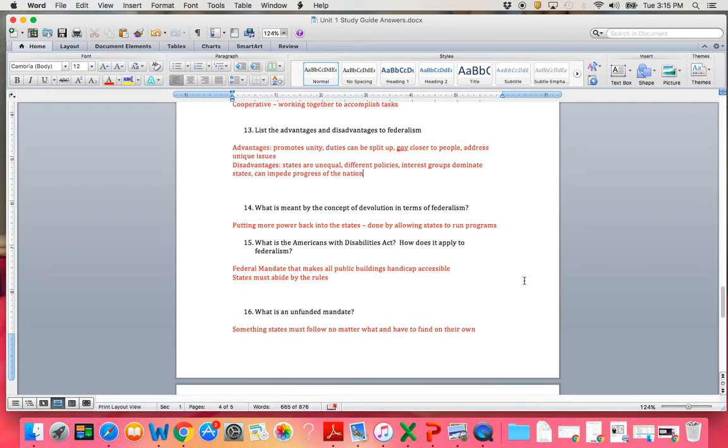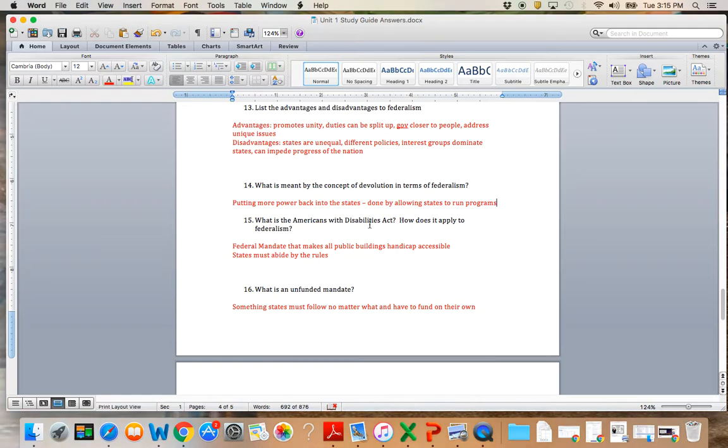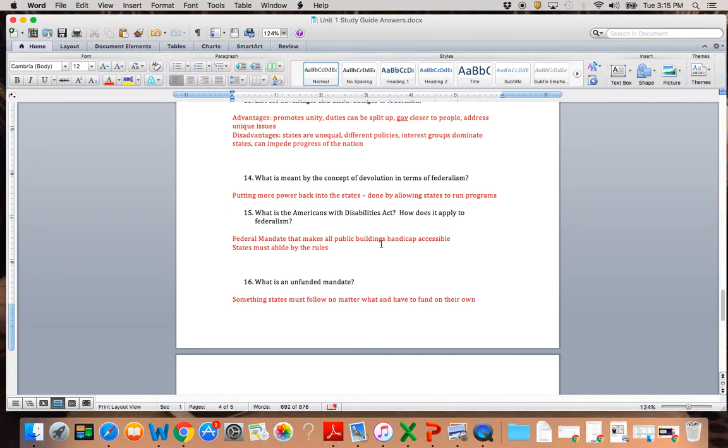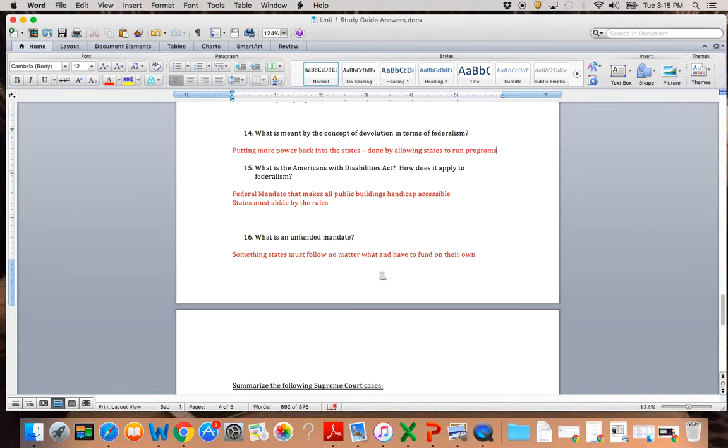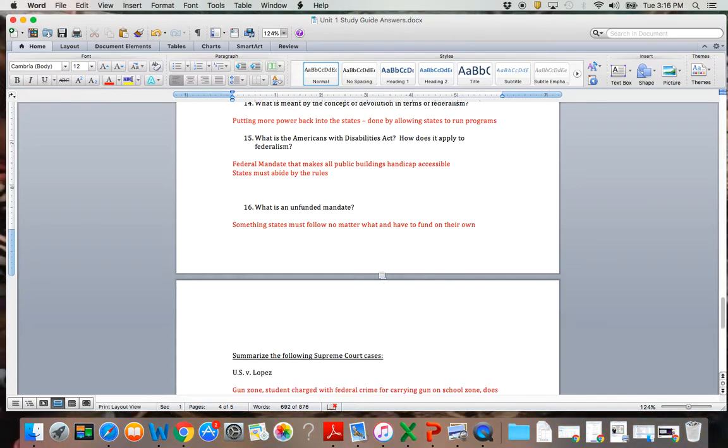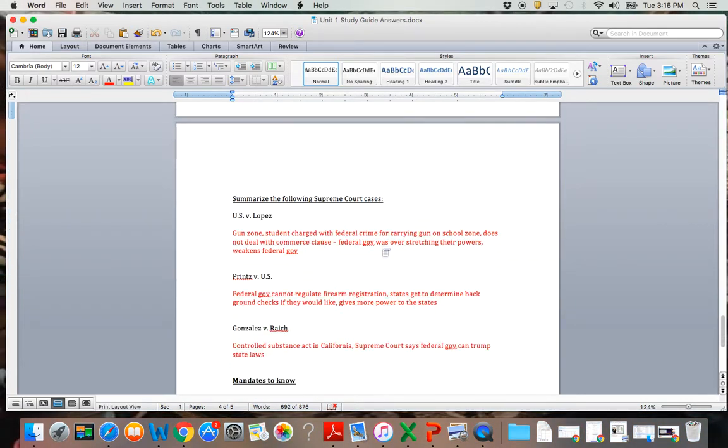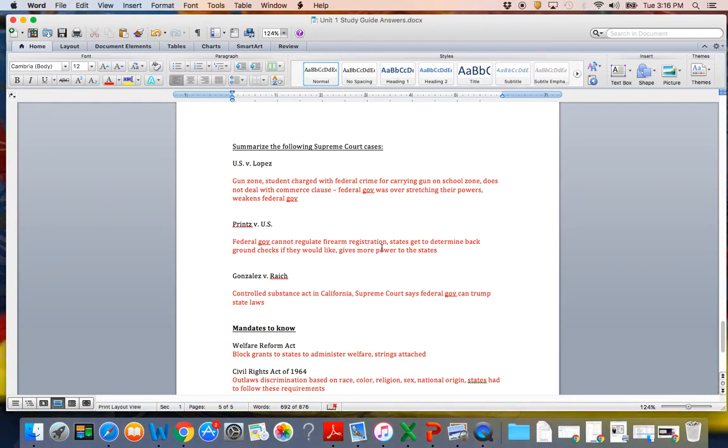The concept of devolution in terms of federalism: the federal government decided to put more power back in the states, so they give them power to run programs sometimes. However, they don't give them the funds to do so. The Americans with Disabilities Act, the ADA, is a federal mandate that makes all public buildings handicap accessible. States must abide by the rules. Most of the time, this is unfunded, so they have to pay for it. Unfunded, again, means something they have to follow no matter what, and they have to find their own funds to pay for it.